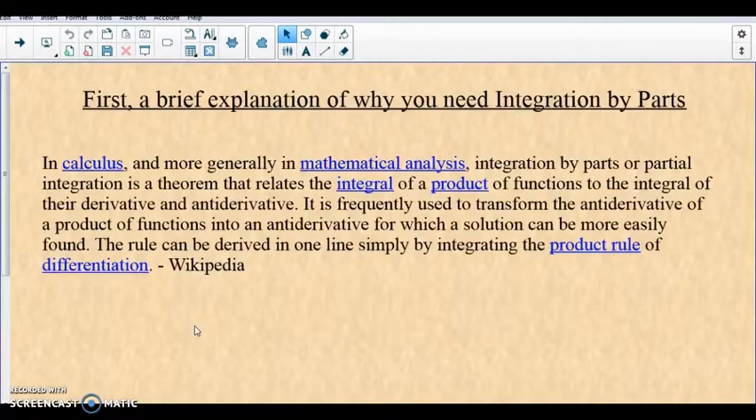So here's a brief explanation of why you need integration by parts. The main thing I want you to understand from this is that it's a theorem that helps you relate the integral of a product of functions. If it weren't for this method, you wouldn't be able to take a problem whose derivative was found with the product rule and go back and integrate it. So it's really for something where somebody took the derivative of two things multiplied together and now you need to go backwards.